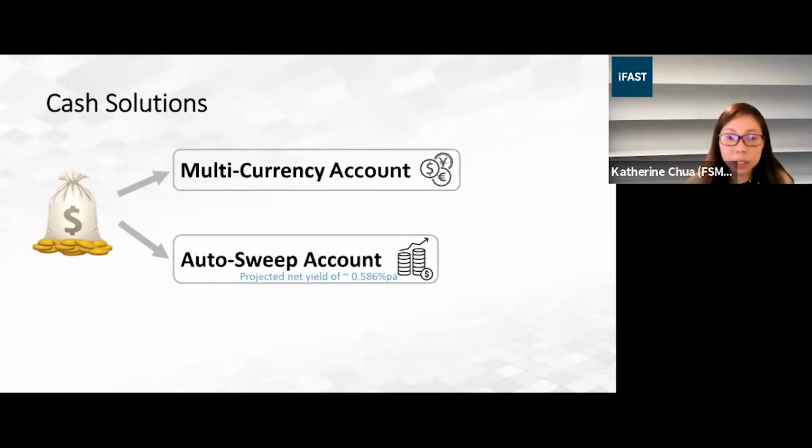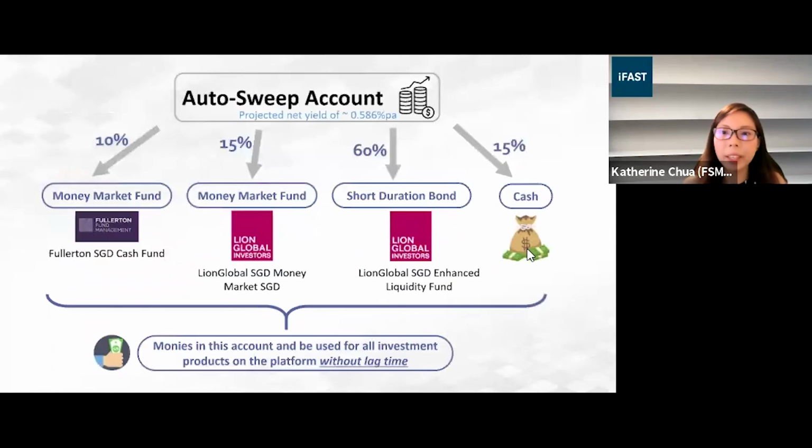Yeah, so in such a very low interest rate environment today, you might be wondering how we actually give such a yield of 0.586%. Our secret is in the next slide. When you top up money into this account, we actually manage the money here. Instead of keeping 100% in cohort cash, we only keep 15% of it in cohort cash. The remaining 85% of it, we invest in other money market funds and short duration bond funds.